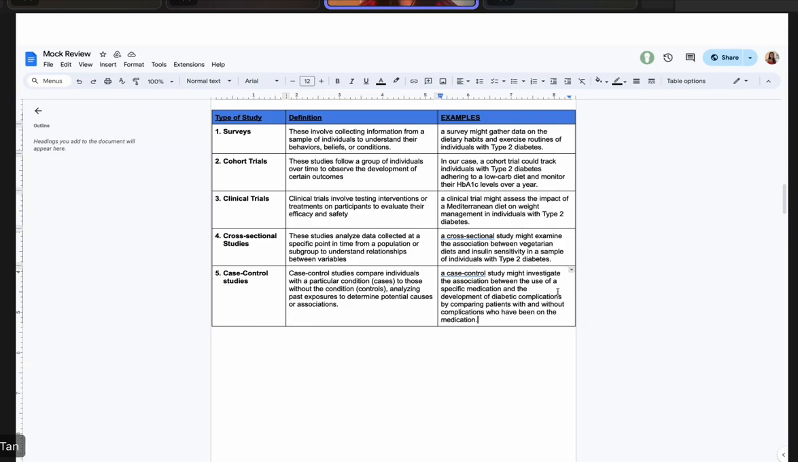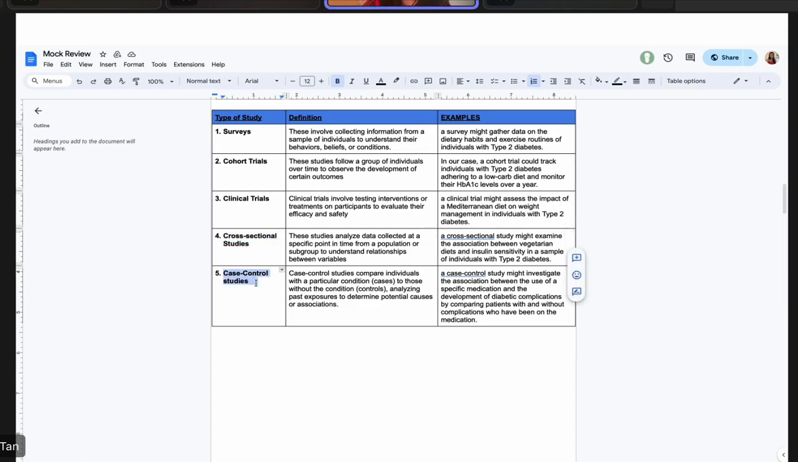A survey, again, is just giving out a survey, getting to know their dietary habits and exercise routines. It's pretty qualitative. A cohort trial would be following a certain group of patients over time. Clinical trials would be seeing if a new drug, a new intervention, a new surgical approach is safe or effective. Now, cross-sectional studies would be trying to determine if a certain characteristic is associated with a parameter of the disease. So type 2 diabetes, insulin sensitivity. Is that associated with vegetarian diets?